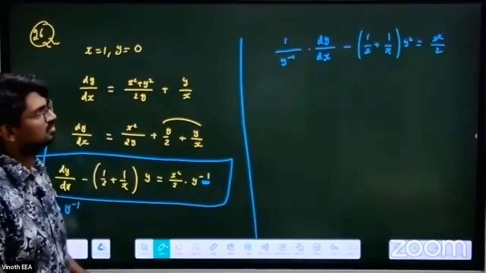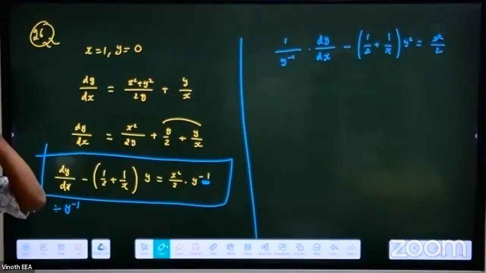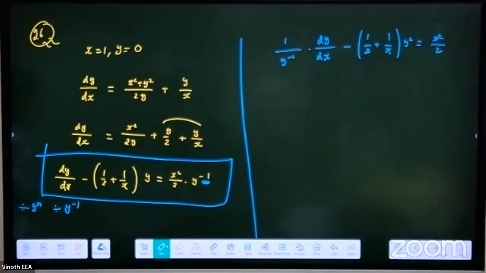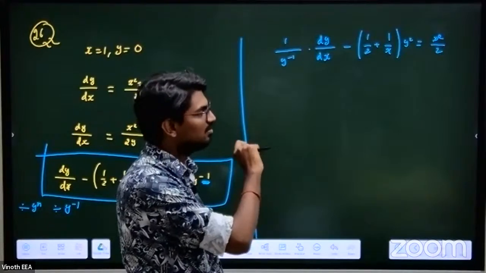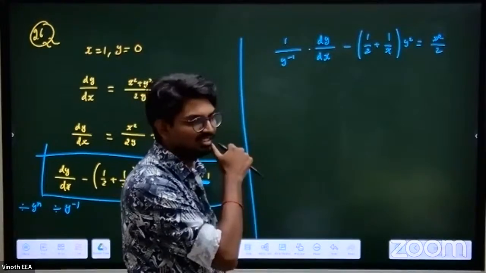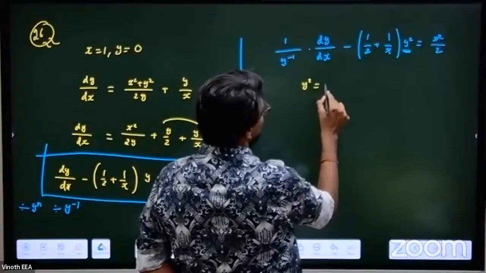Now what should I do? Next step: Bernoulli form. In the Bernoulli form, what is the next step? The y to the power 1 minus n term has to go to another variable. In place of y to the power 1 minus n, what do I have in this equation? y squared. y squared is nothing but y to the power 1 minus n. So y squared should be replaced as z.